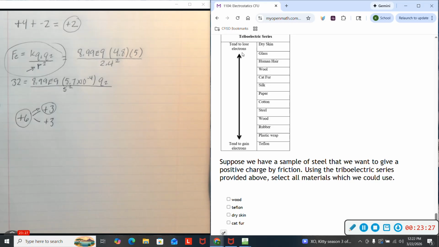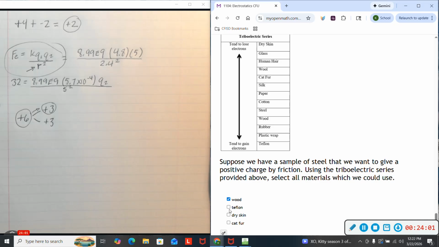In order for steel to become positively charged, it has to be rubbed against something lower on the list, because these objects down here tend to gain electrons, meaning they would take away electrons from the steel and leave the steel with a positive charge, and these objects down here would be negative. If you did it the other way around, you're not going to get the right charge on your steel. To get a positively charged sample of steel, it needs to be rubbed against something lower on the list. Again, these are randomized, so yours might not be asking the same thing. So read it carefully. But I can rub the steel with wood, rubber, plastic wrap, or Teflon.